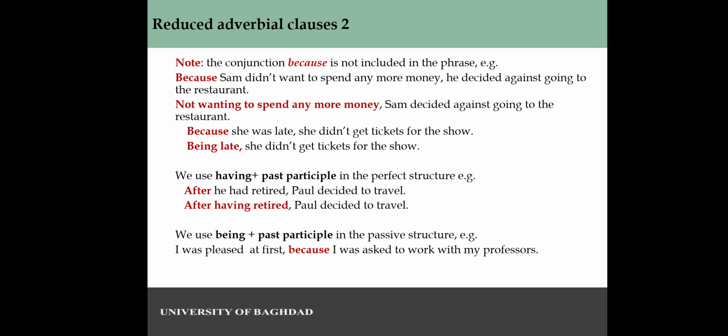I was pleased at first because I was asked to work with my professors. So how can we reduce this clause into a phrase? I was pleased at first being asked to work with my professors. So we deleted the conjunction because. We don't include it in the phrase, and the subject, but we keep the meaning of passive by adding ing to the auxiliary be. This is the end of this presentation.